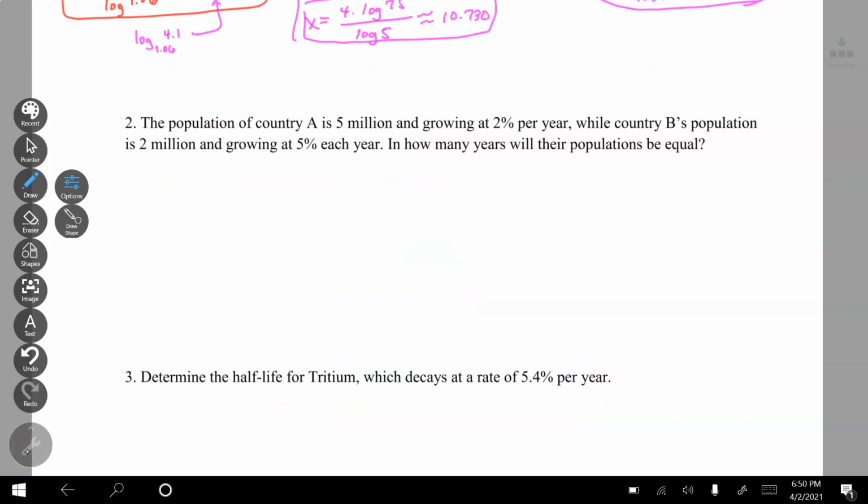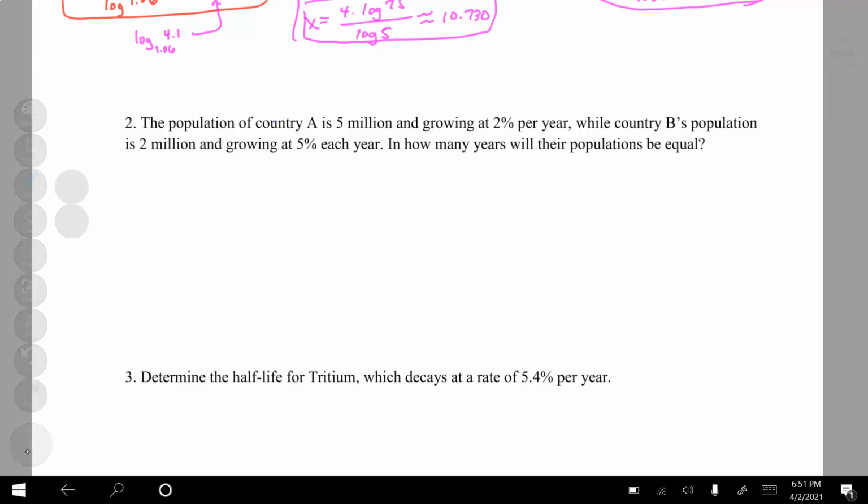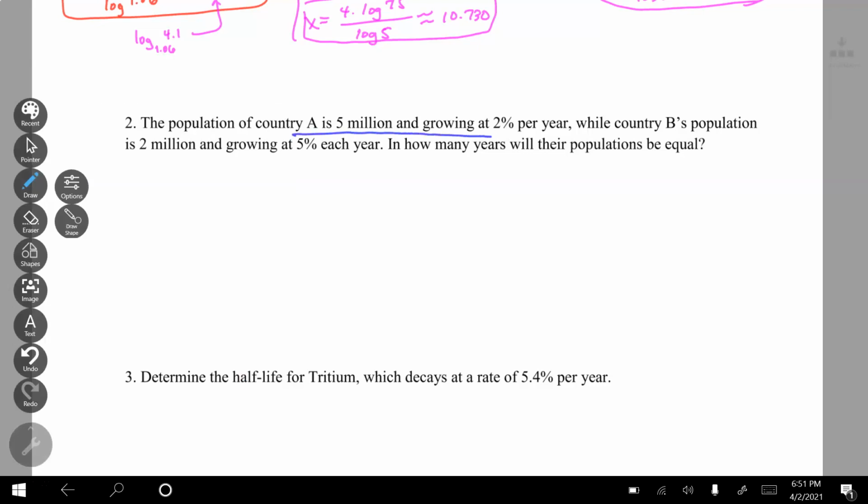So all the problems that we're going to do today, we solved before break using our graphing calculator and finding intersections. This time we're going to use logarithms. So my first one is country A is growing. So I have to do 1 plus 0.02. So A is equal to 5 times 1.02 raised to the x.